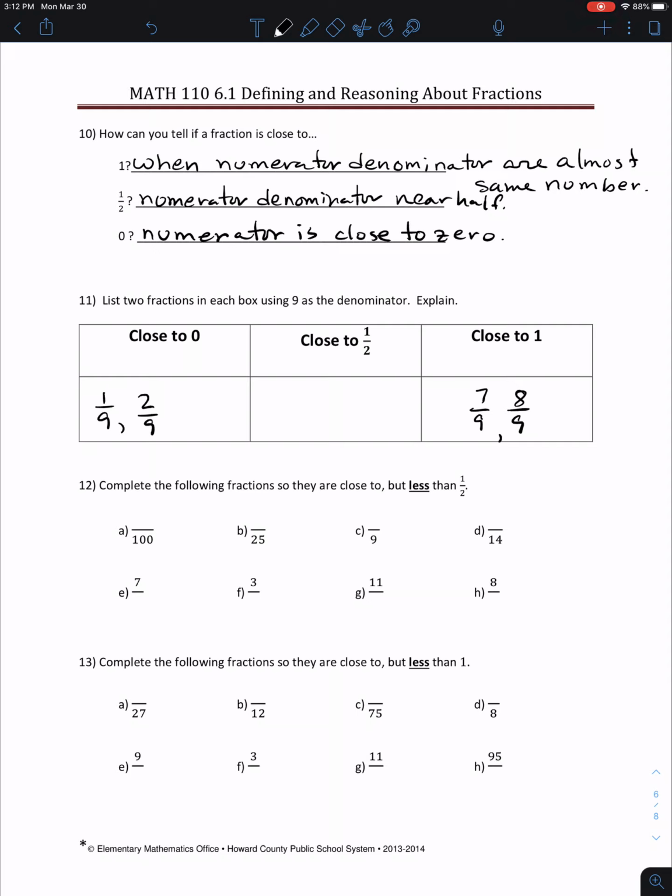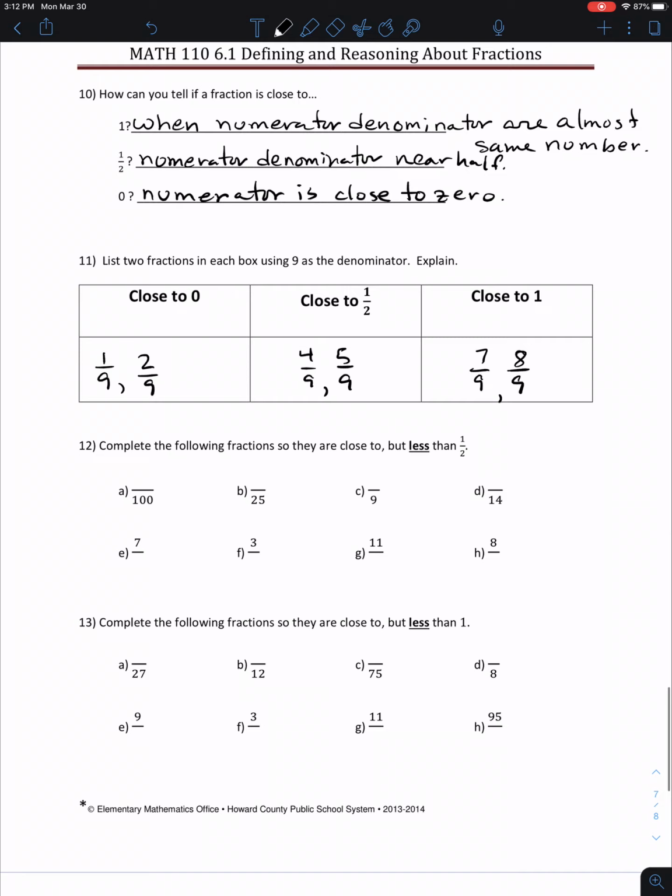And so when I'm close to 1/2, I'm looking for things that would be approximately 1/2 or so. So in this case, 4/9 is going to be a little bit smaller than 1/2. 5/9 would be a little bit bigger than 1/2. So this would be a nice, easy way to break these down into which ones are close to 0, which ones are close to 1, which ones are close to 1/2. All right. Any questions or anything about that? All right, perfect.